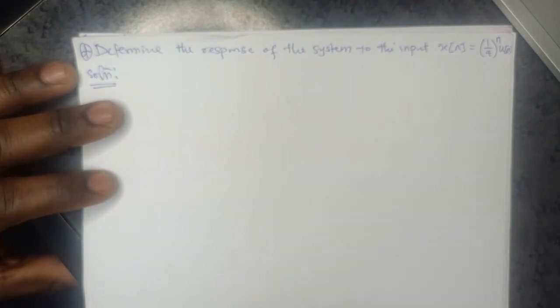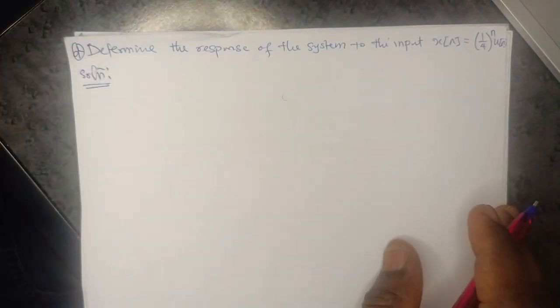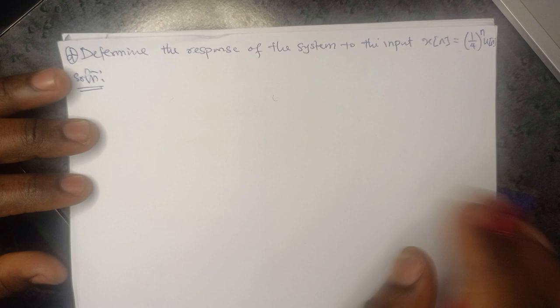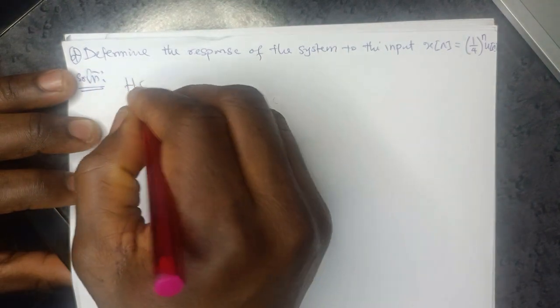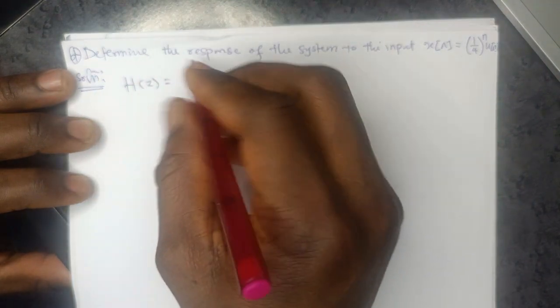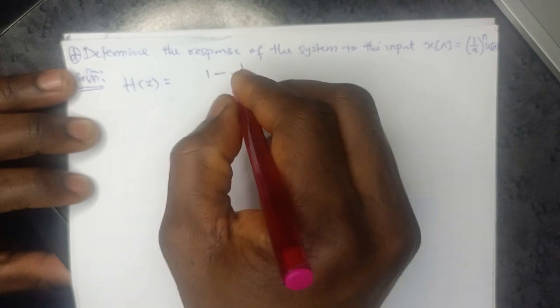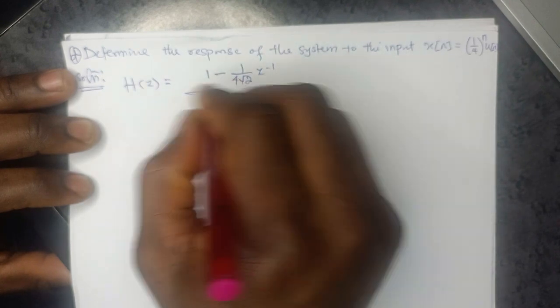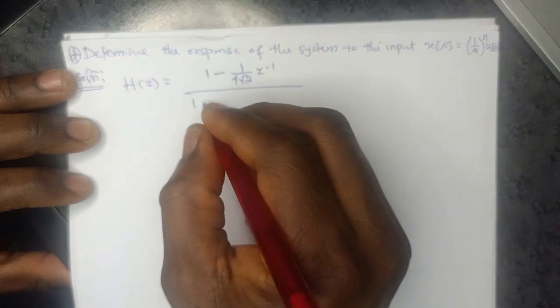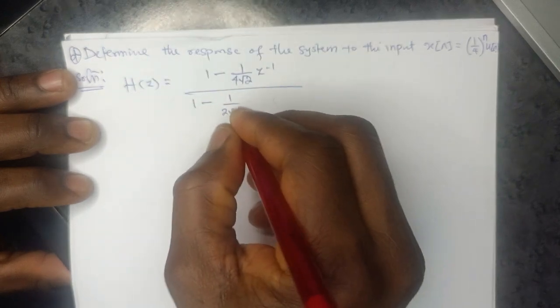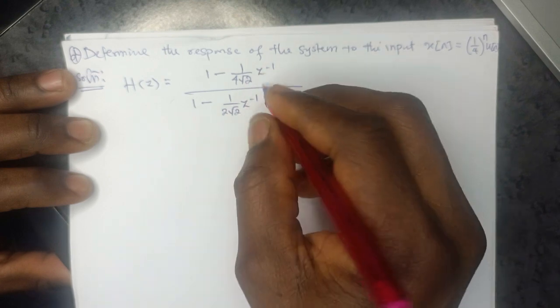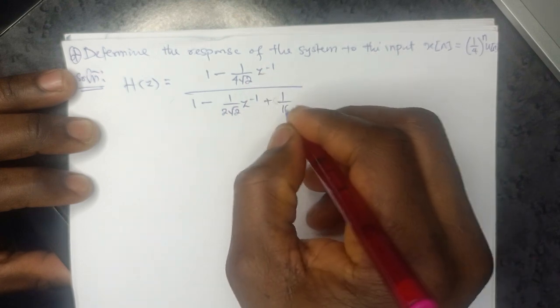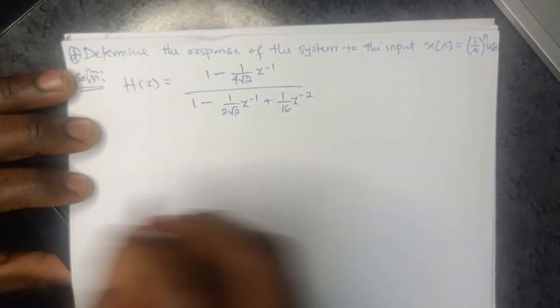we already know the impulse response of the system from the A part of the question. So that H of z is still this: (1 minus 1 all over 4 root 2 z to the power minus 1) all over (1 minus 1 all over 2 root 2 z to the power minus 1 plus 1 over 16 z to the power minus 2).